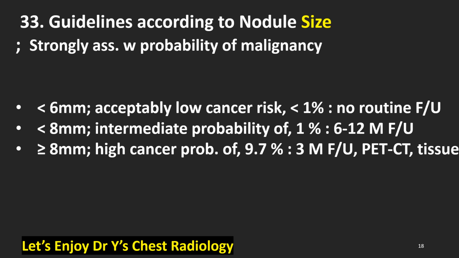And second, a nodule of 6 to 8 millimeters has an intermediate probability of about 1% of lung cancer, so we follow them at 6 to 12 months. And if the nodules are bigger than 8 millimeters, there is a high cancer probability of 9.7%, almost 10%. So we need 3 months follow-up, or PET-CT, or even tissue sampling.